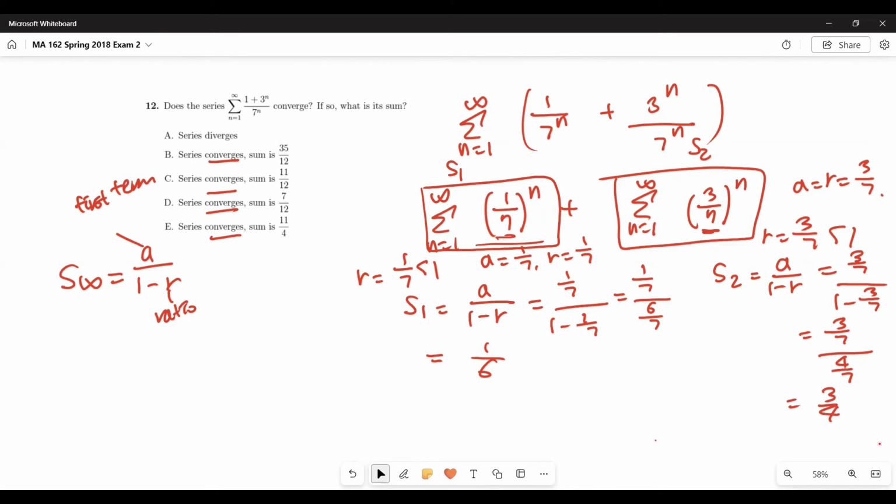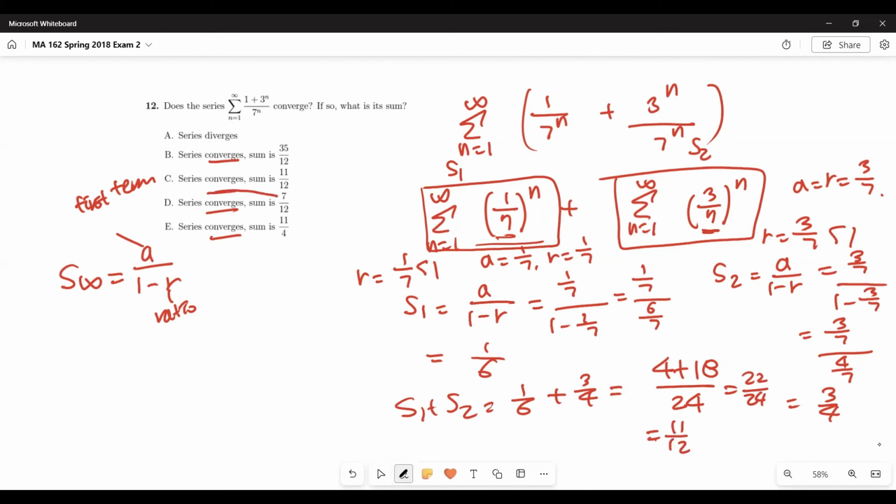S1 plus S2 would be 1 over 6 plus 3 over 4. So this becomes (4 plus 18) over 24, which is 22 over 24. This becomes 11 over 12. So the answer for this question is C.